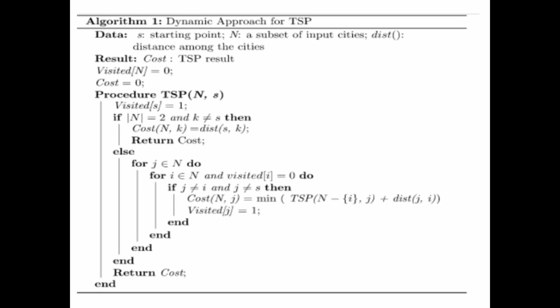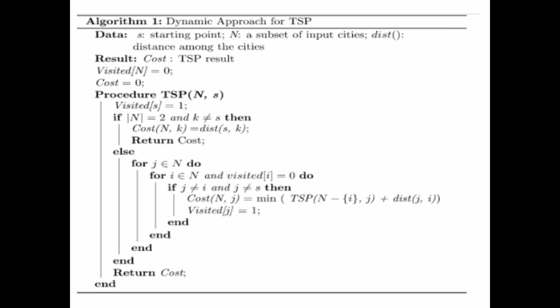If we start writing this using the algorithm, here the data is the starting point s, a subset of input cities and the distance among the cities, and the output is the traveling salesperson cost, visited of n is equal to 0, cost is equal to 0. Then in the procedure, visited of s you are marking as 1. If n is equal to 2 and k not equal to s, then cost of n comma k is equal to distance of s comma k. Else for j belongs to n, do the following. If i belongs to n and visited of i equal to 0, do.